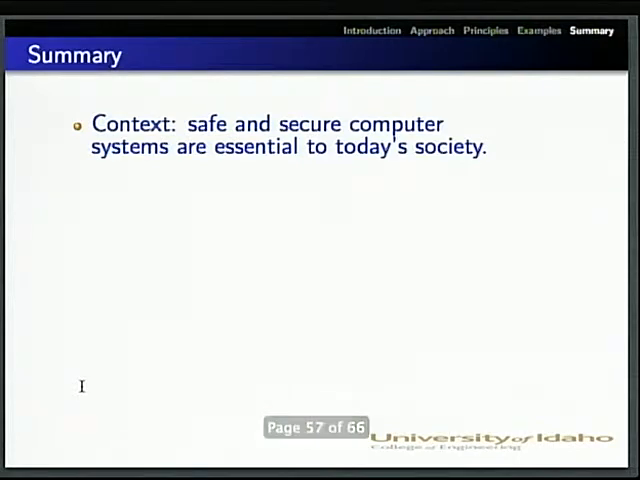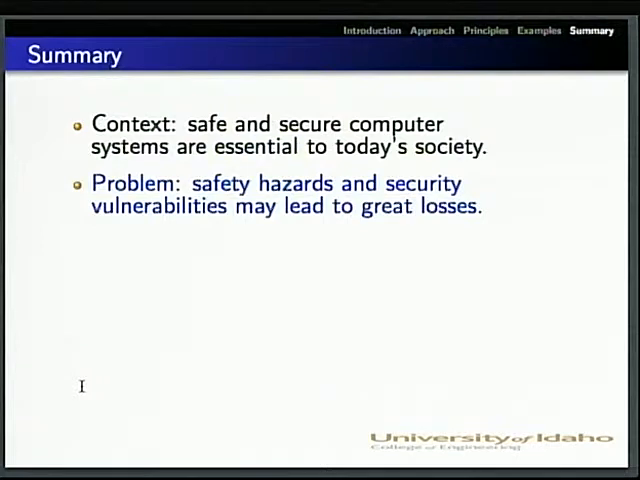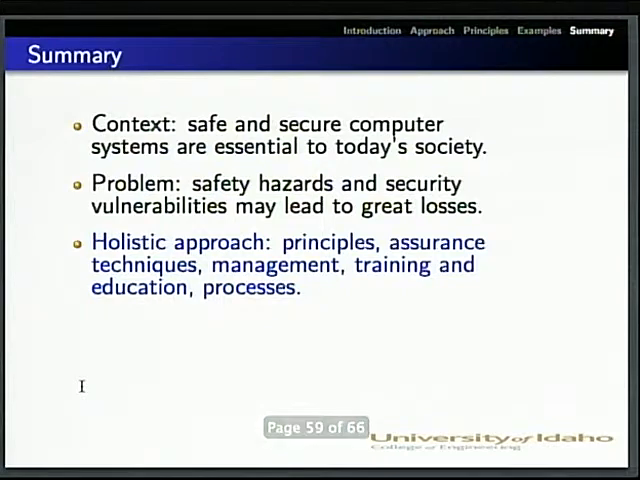So, summary and questions. The context is that safe and secure computer systems are essential to today's society. Safety hazards and security vulnerabilities could lead to great losses, either of life or data or financial losses. We require a holistic approach. There is no silver bullet. We need to use an all-of-the-above approach. We need good principles. We need good assurance techniques so we can build a good assurance case. We need good management. We need training and education, and we need adequate processes.